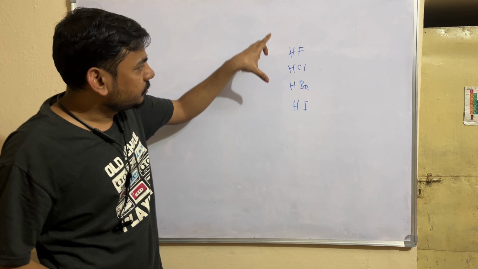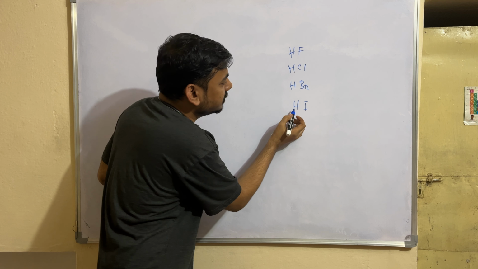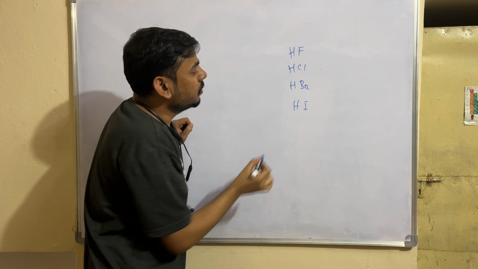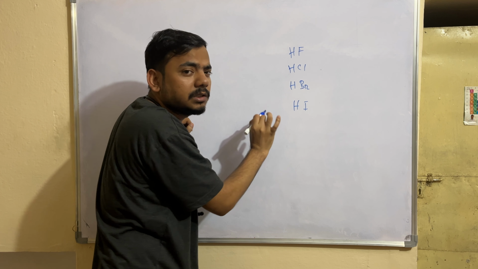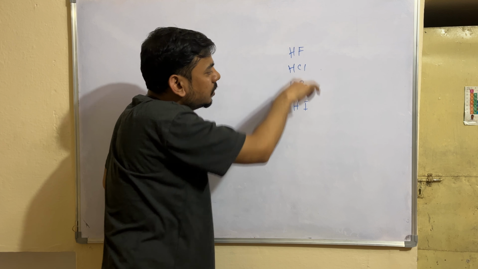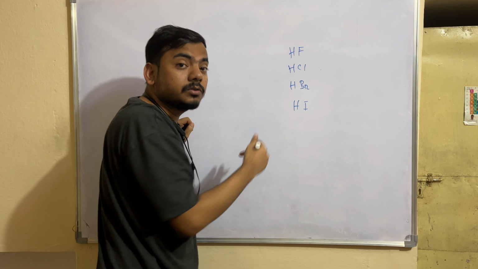Out of these four, if I ask you about acidity, you must know that HI is a stronger acid than HBr, HCl, HF. Even if you don't know, you should understand that hydrogen is constant everywhere. What is changing is the halogen: fluorine, chlorine, bromine, iodine. Once you go down the group, the number of shells increases, and due to that their size also increases.